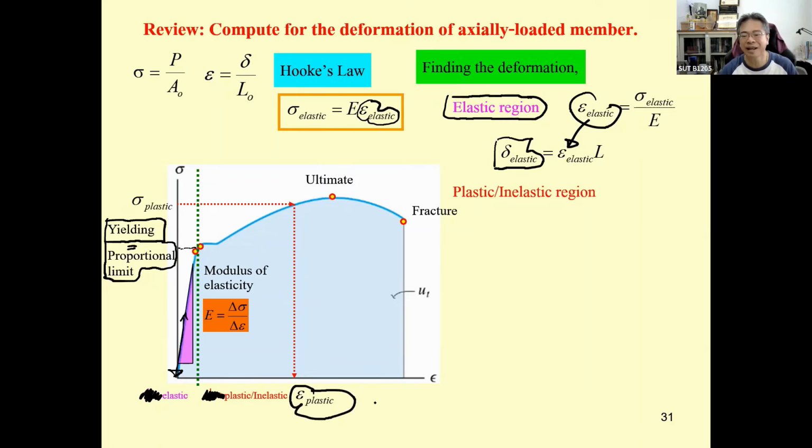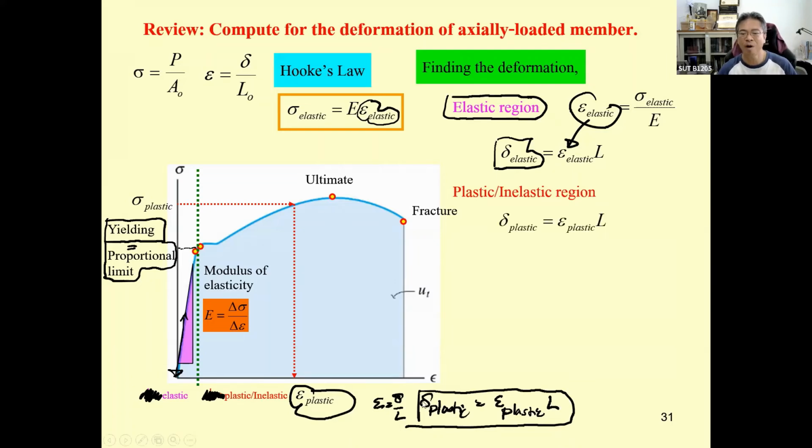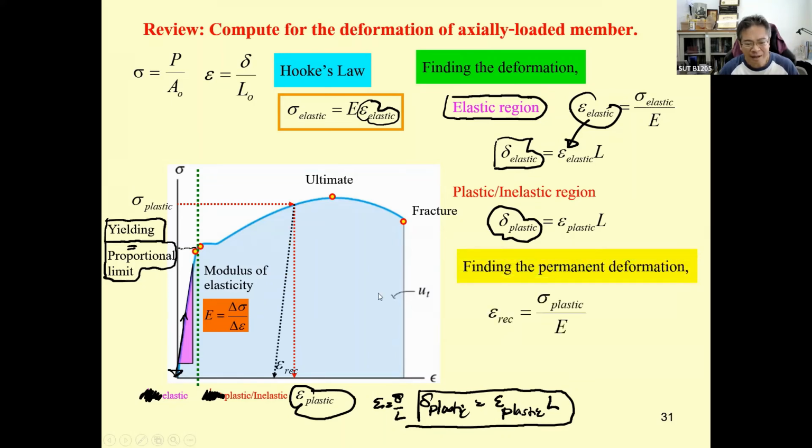When you get the plastic strain, the equation of strain equal to delta over L still the same. So strain as the plastic will be what? The deformation in the plastic can be determined from the strain of the plastic times L. So this is going to be another important equation. You should determine the deformation in the plastic region. And then when you release the force, the curve will not go by the original way. It will be in this way.